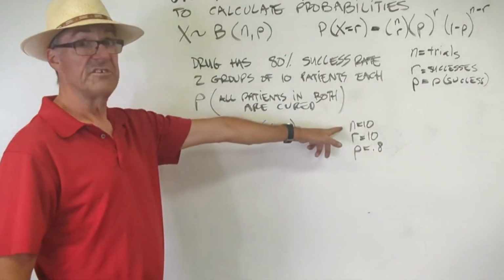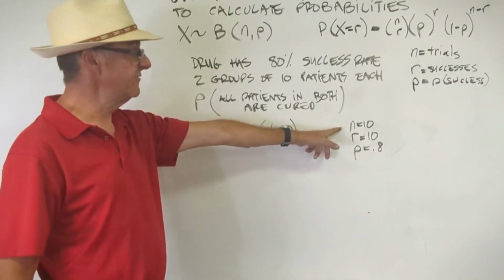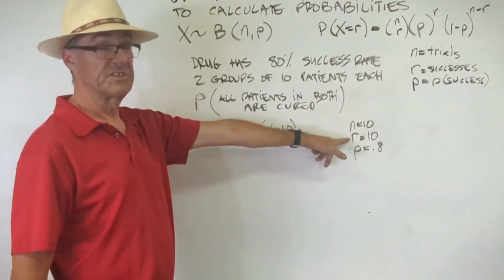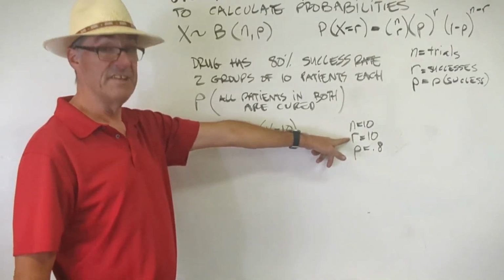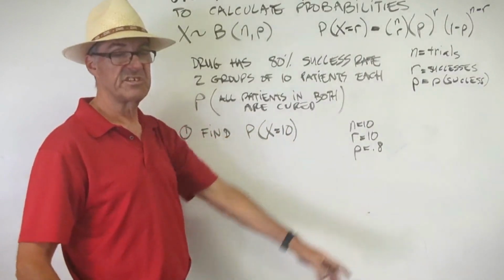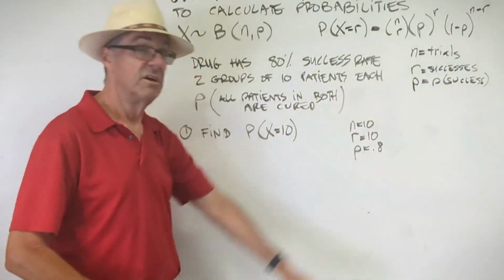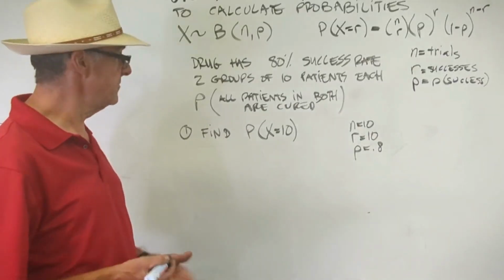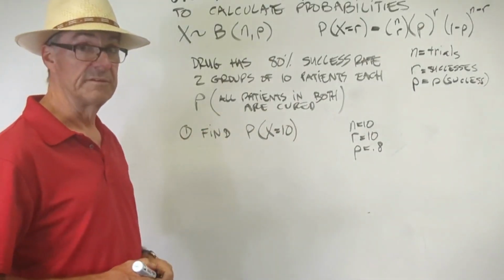So the number of trials is 10. We're trying the drug on 10 different people. The success that we're looking for is 10. We want all of those to be successes, and our probability of success on any one person is 0.8. So now pause the video, do your plug-in step, and calculate that probability.